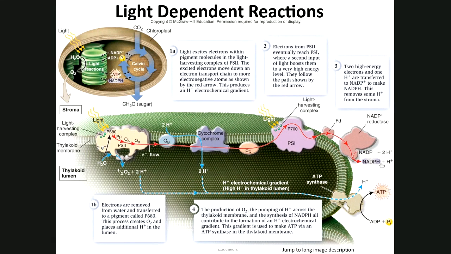Again, this was the whole goal. The whole purpose of the light-dependent reaction is to make ATP and NADPH, because we need those two to make glucose. Without NADPH and ATP, we cannot make glucose. So that's the whole point of that.